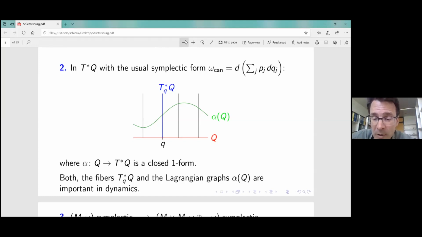They are also in the upgraded Floer homology, in the Fukaya category. The main submanifolds are spheres and fibers. So these fibers are very important, even though at first they look very harmless. They are important in dynamics, and these alpha of Q, these sections, are also important. So the starting point of Floer's construction usually really came from there.